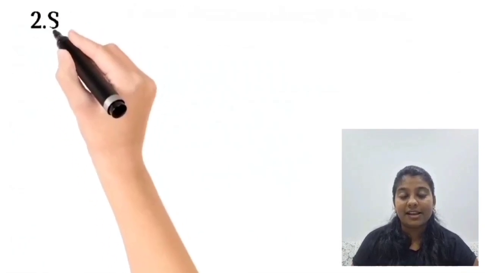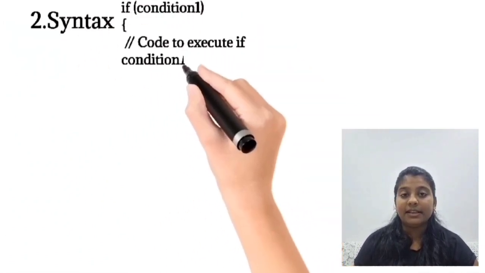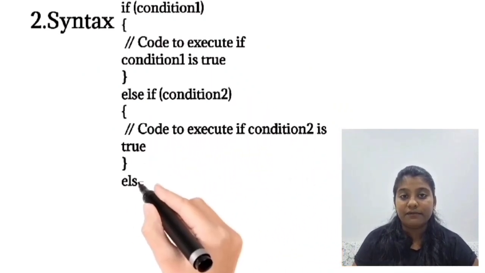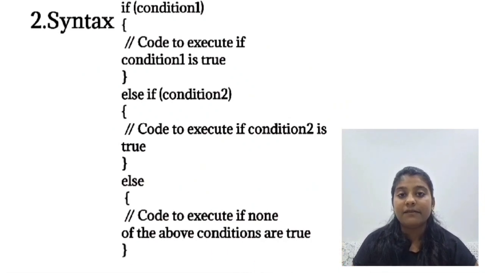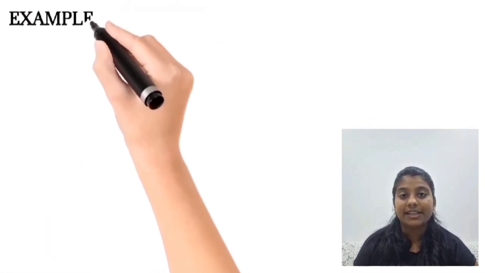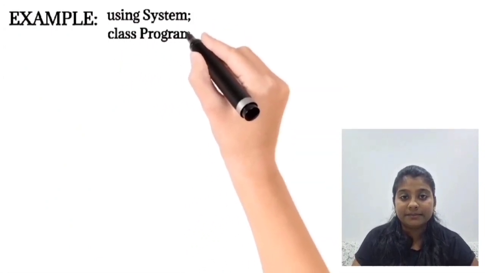Now let us understand the syntax of the if-else statement. There are basically three code blocks. The if block will be executed when condition 1 is true. The else if block will be executed when condition 2 is true. If none of the previous conditions are true, then the else block will be executed. Now let us understand the if-else statement with an example in detail.